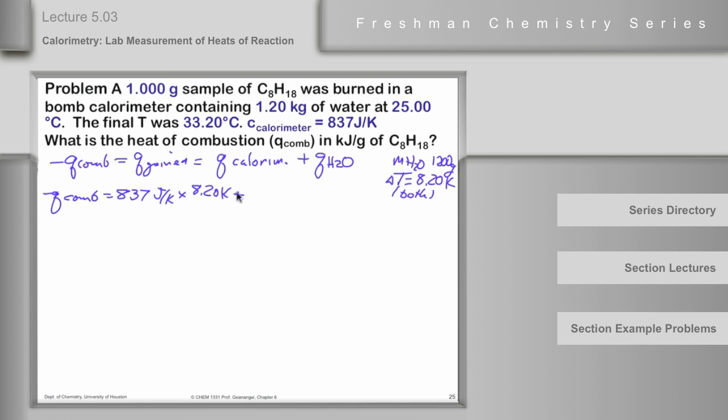Okay, did I do that right? I think so. And if you do the arithmetic, I haven't rounded here yet, 6863 joules absorbed by the calorimeter plus 41,171 joules absorbed by the water, which is equal to 48,013 joules total, produced by burning 1 gram of C8H18.